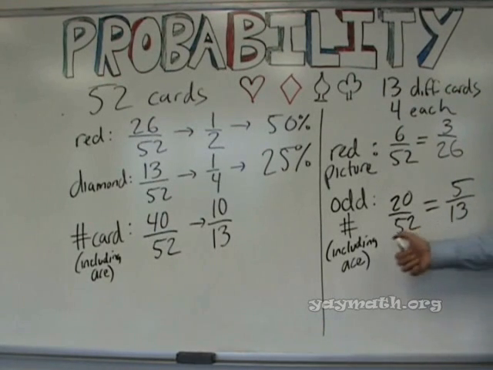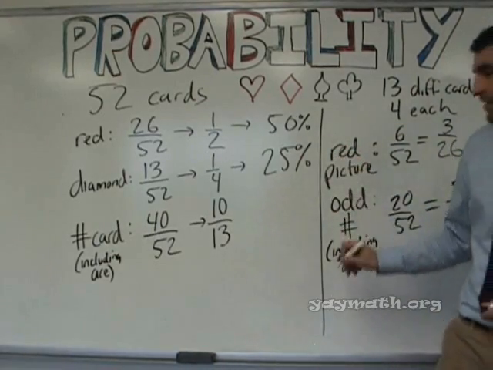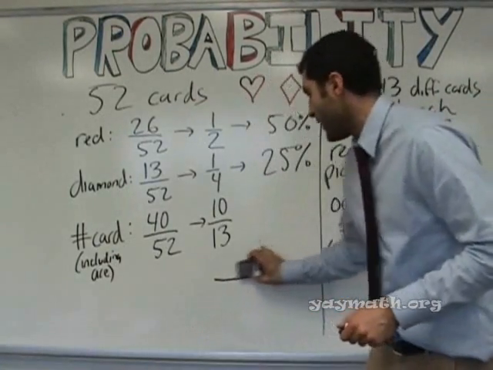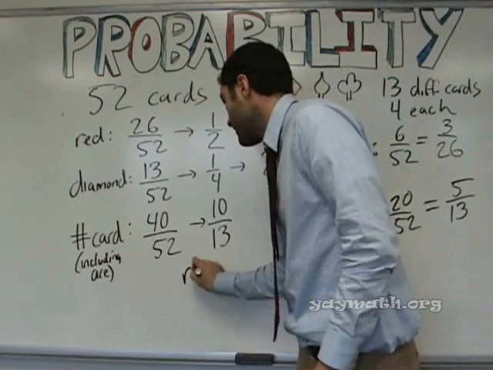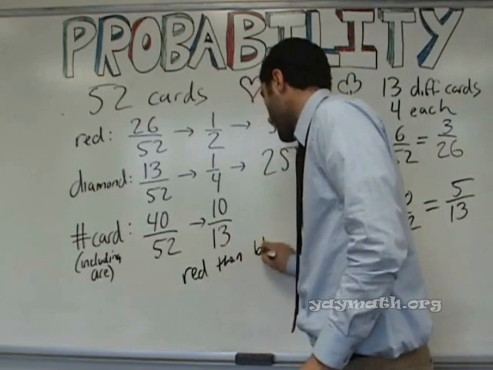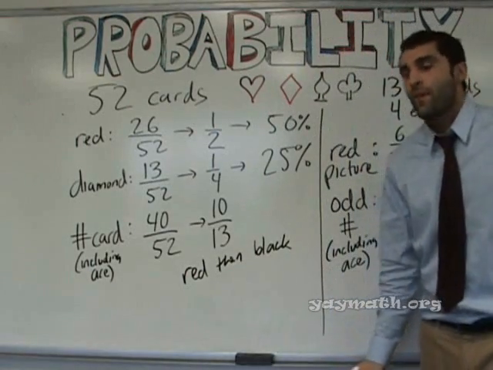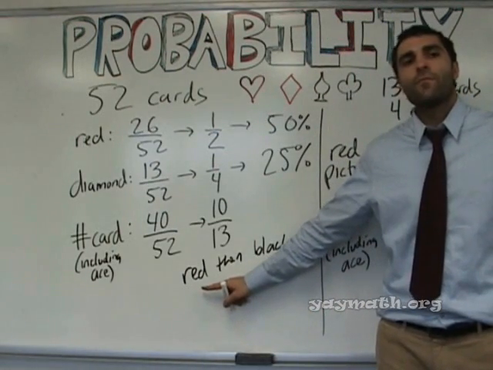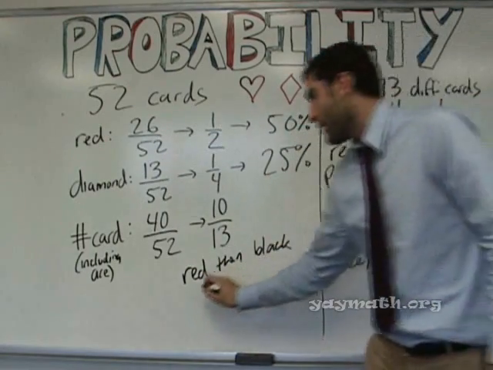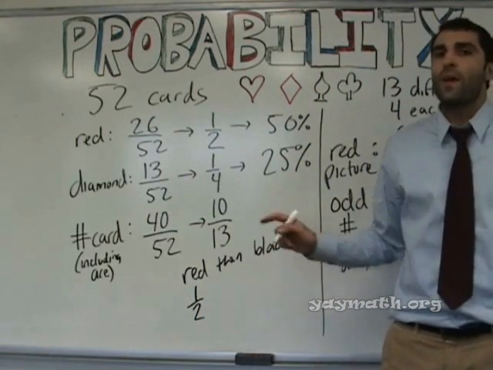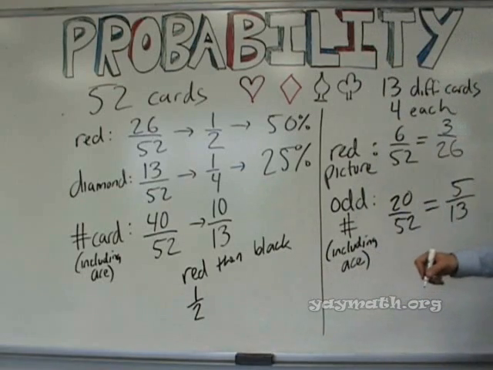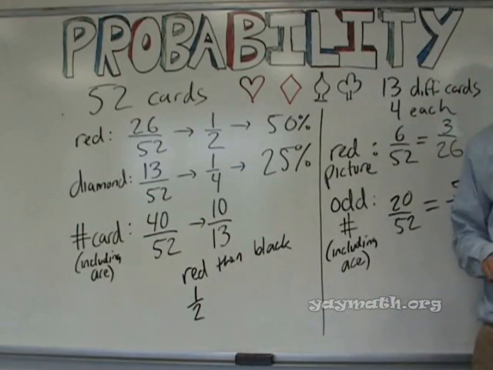I hear you. And then, just to preview what we're going to do next, and leave you with something to think about: what if you wanted to do 2 cards? Let's say I wanted to do red, then black. The probability of red, we talked about, was 50%, a half, which was 26 out of 52. Now, without putting the card back, what's the probability of getting a black card on the second pull?